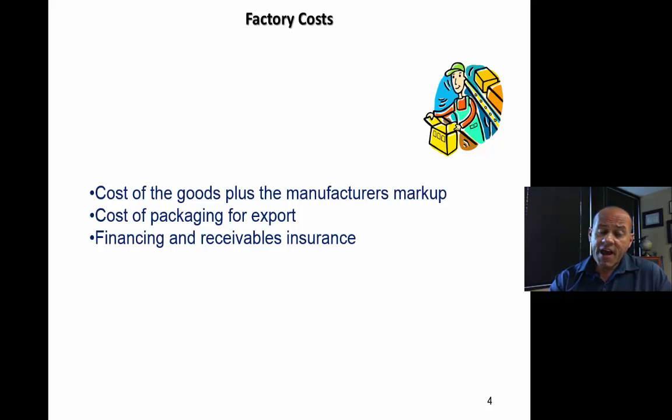So that factory, in order to make those goods, would have to access financing unless they're getting paid well in advance. And they also may have receivable insurance. So receivable insurance is a type of insurance that protects against non-payment on the part of the buyer. So many companies may take on that type of insurance to protect them, and that has to get rolled into the price.